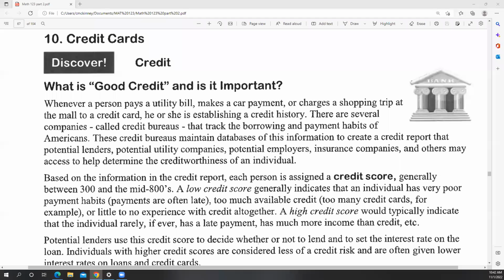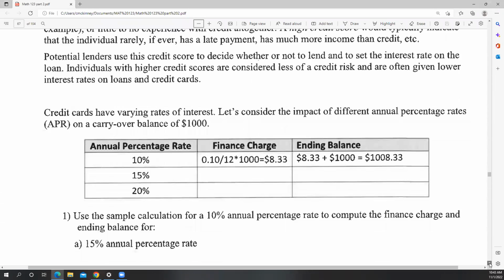Credit cards today. As we go through this, we're going to look at the number side of things, and you can debate about the value of things.